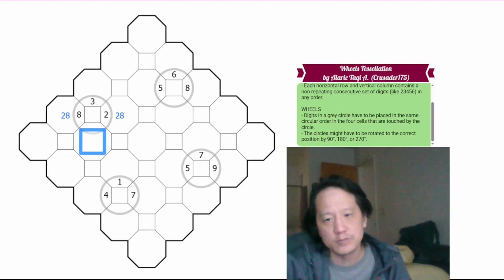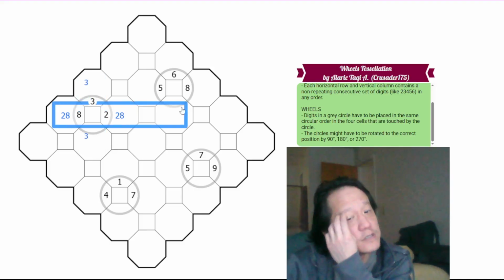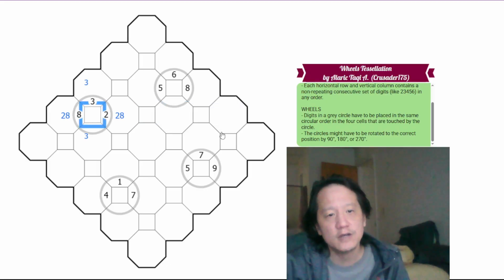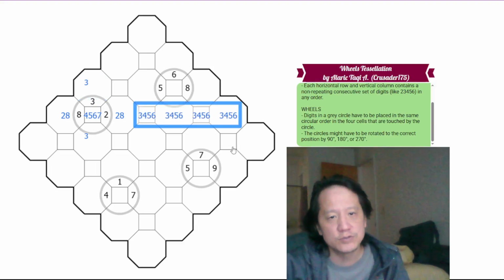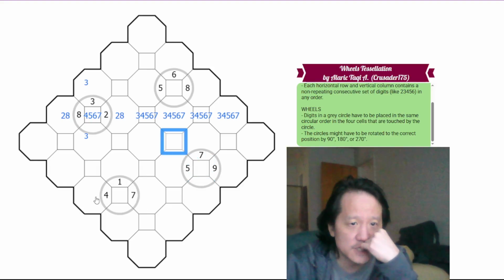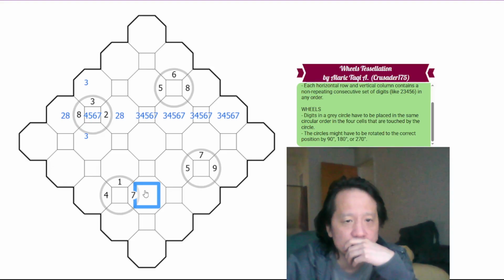And 3 has to be one of these 2 digits. Since this is a 2-8 pair, the remaining digits in this row have to be 3 through 7. And 3 cannot be here because of the 3. One of these 2 has to be 3. So this is 3 through 7 here. Okay. 4 and 7 can work either way here, so that's fine. 5 and 9 could actually work either way here, so that could be fine.